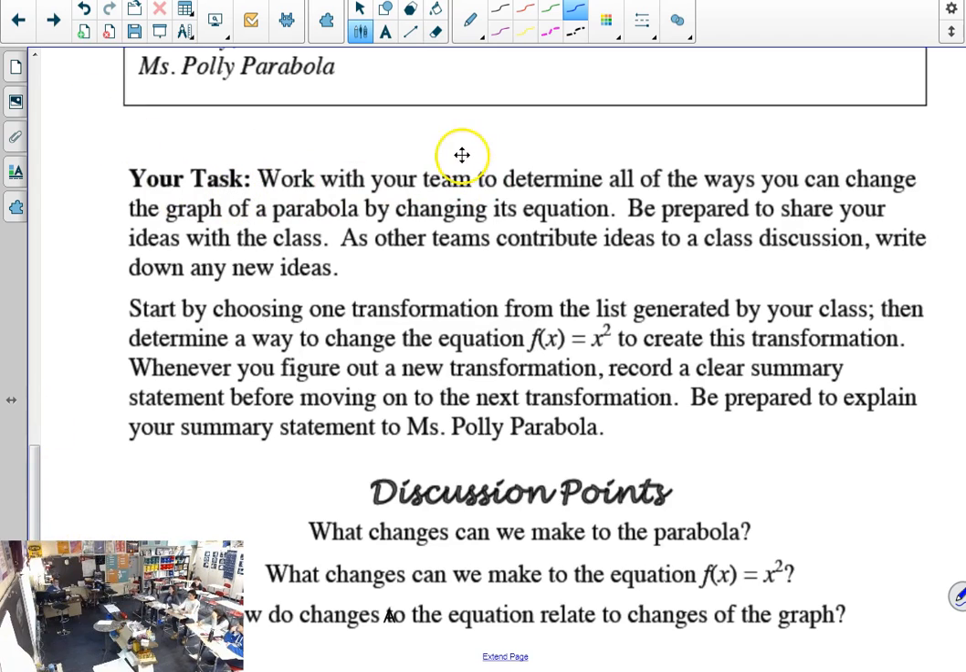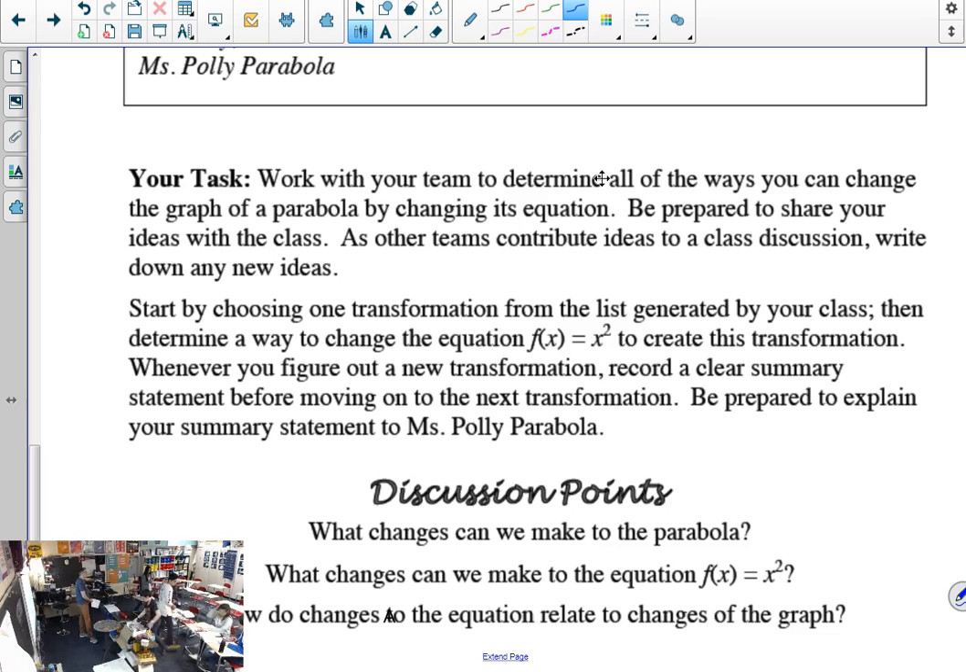So, our task. Work with your teammates to determine all the ways that we can change the graph of a parabola by changing its equation and be able to describe what you did and why it worked. So, grab either a graphing calculator, which we have enough for each of us to have one, or if you want to use Desmos, in a minute, you can grab a Chromebook, and we are going to use this resource page. Now, I would advise that you work together.